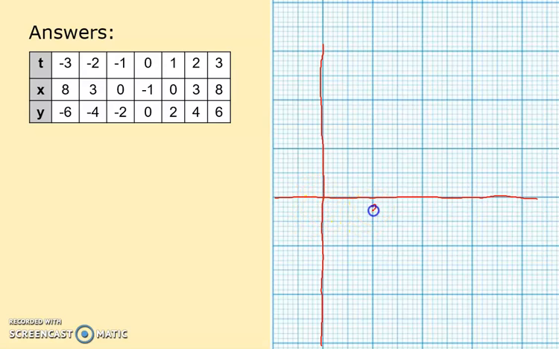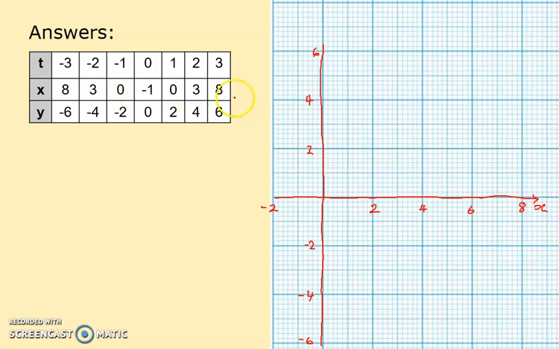So I'm going to say this is 2, 4, 6, 8 going across. Presume that's minus 2. And then I've got to get up to 6, so 2, 4, 6, and I've got to get down to minus 6. Minus 2, minus 4, minus 6. And I'm just going to plot these coordinates.